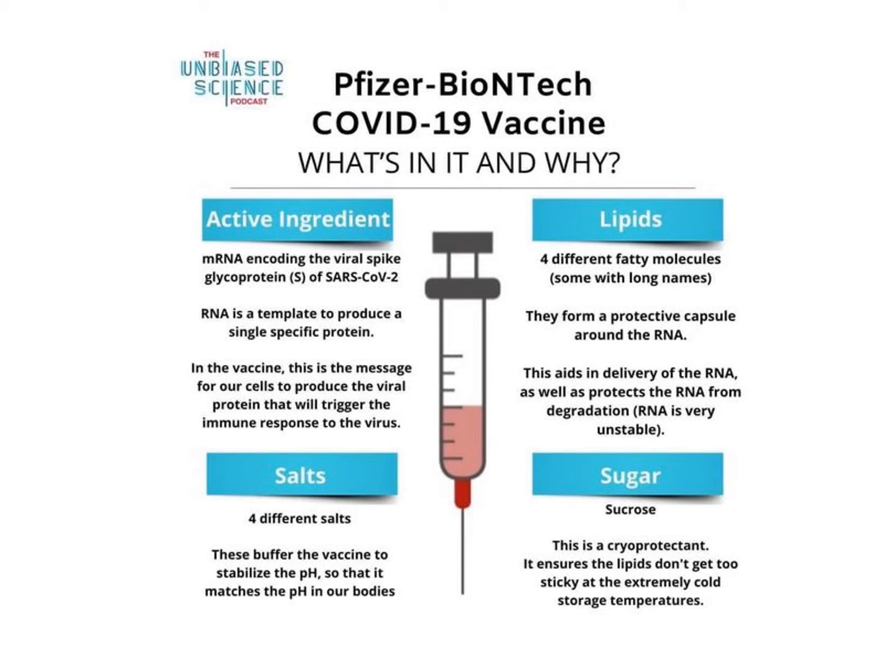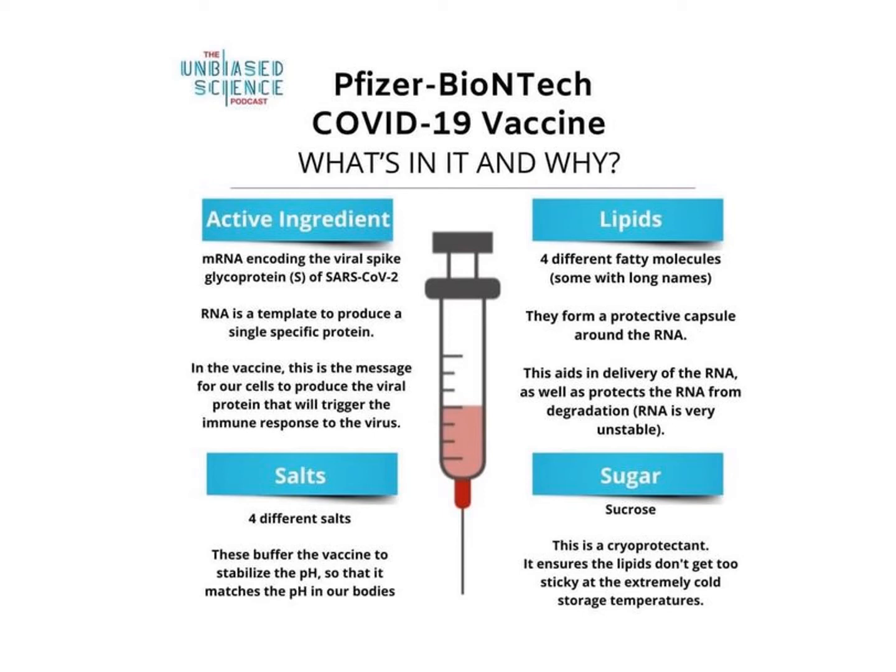So various types of salts are used that act as stabilizers. Then we have sucrose, which is a type of sugar that acts as a cryoprotectant. Why? Since the mRNA needs to be stored in ultra cold conditions, we need the cryoprotectant to prevent damage during freezing.